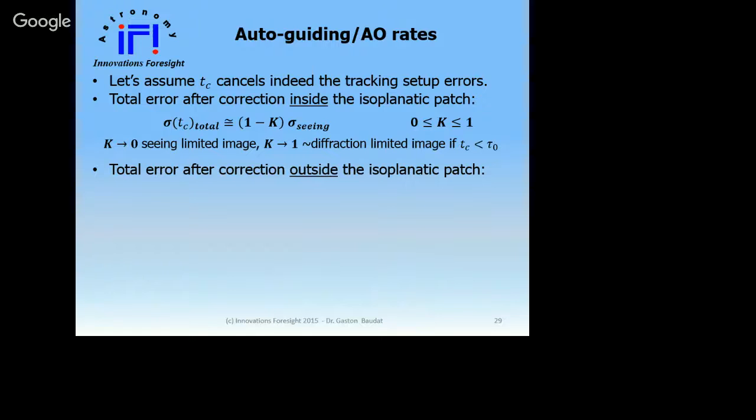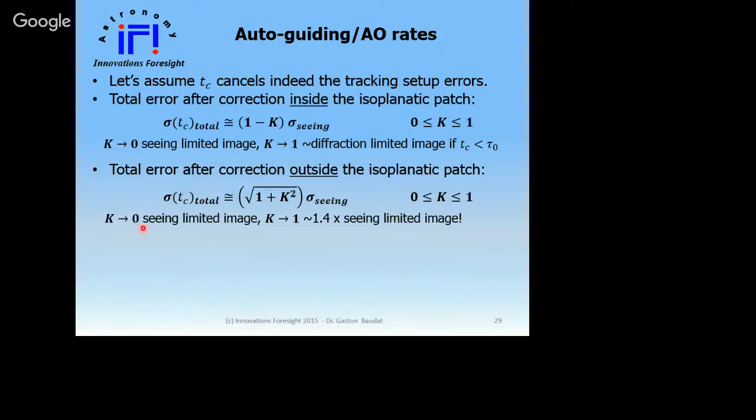If you have a guide star, and a target which is away from the guide star, let's say 50 arc seconds or 1 arc minute, the error after correction is the seeing, as before, times this square root of 1 plus k squared term. Again, k is from 0 to 1. When k is 0, you are seeing limited again, like you were here. And that will happen if you wait long enough. You don't chase the seeing if you do that, right?